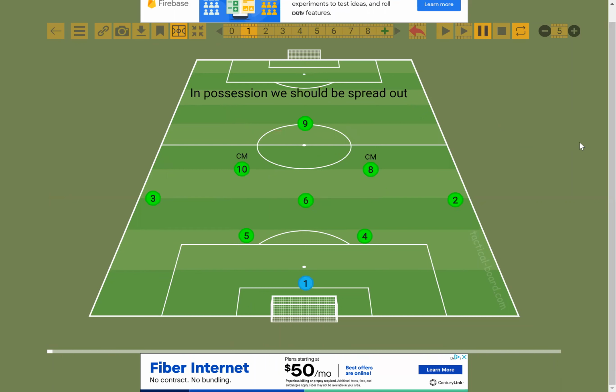All right, so now that we've talked about how we want to attack in our 4-3-1 formation, I also want to talk about how we want to defend in our 4-3-1 formation. So in this picture here, you will see our 4-3-1, and this is likely when we are in possession of the ball that we are as spread out as possible. But when we lose possession of the ball, our goal should be to become as compact as possible.